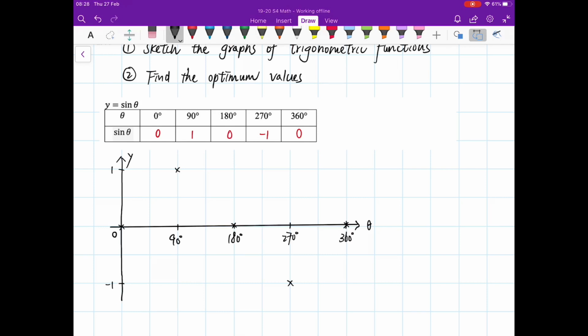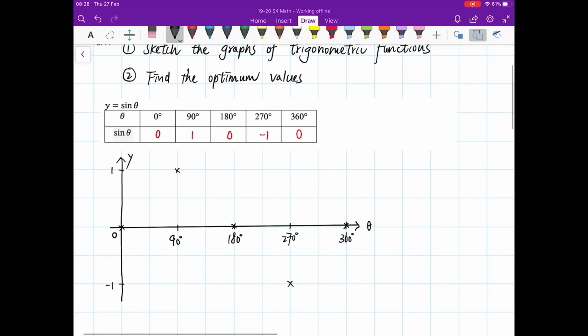And therefore, it is the graph of sine theta. We put a line to join all the points. It is the curve of sine theta, so I will use a curved line. So it is the curve of y equal to sine theta.